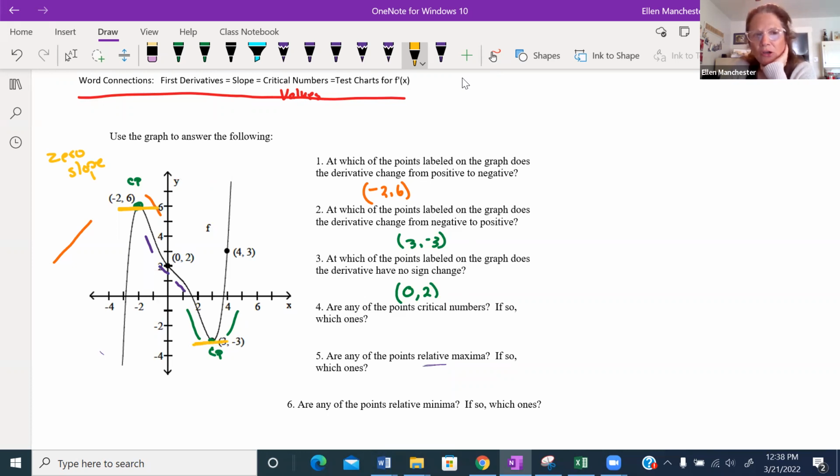So when your slope is 0, that is a super important point. Okay, and that's what we call our critical values or critical numbers, is when your derivative is 0. So that's going to be where we're going with all of this. Okay, so any questions so far?